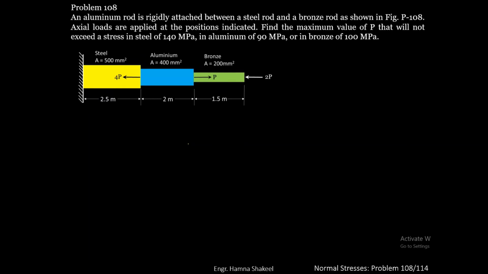Let's draw the axial force diagram of this composite rod. You have a reaction of 5P acting on the rigid support.